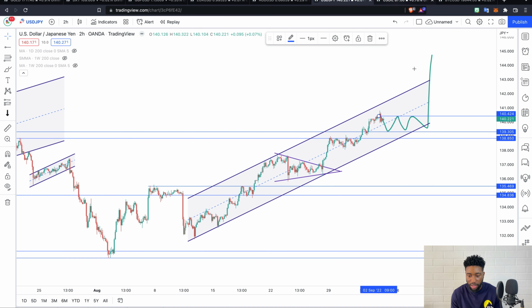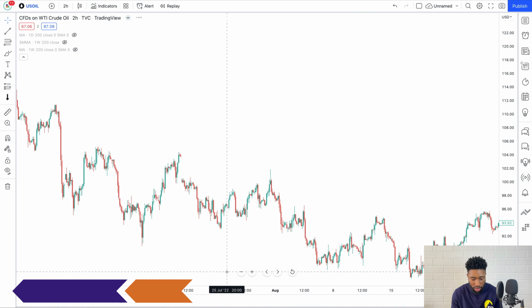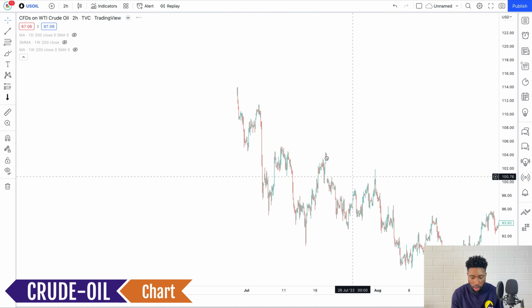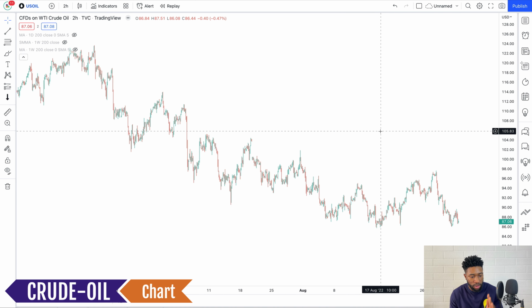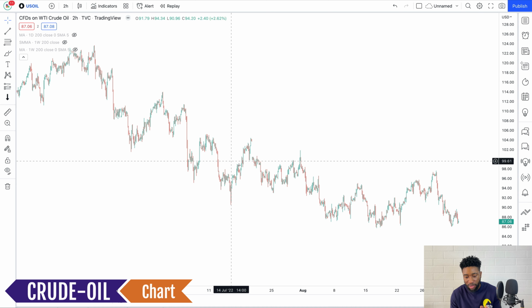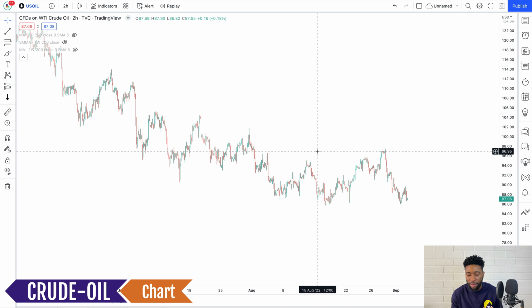So this is another interesting chart. This is crude oil, a massive bearish trend still. There's some sort of energy crisis going on around the world right now. But this is the US oil, which tells us the price of crude oil in the United States, which is actually the basis for the price of crude oil all over the world.